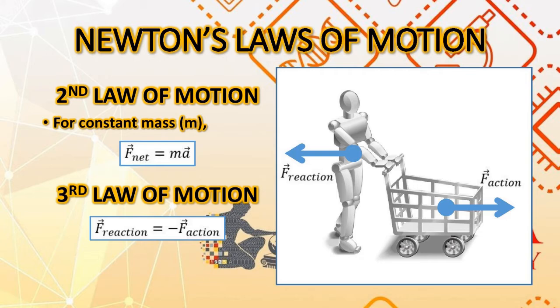And finally, we have the third law of motion. Some books refer to this as the law of action and reaction. For every action, there is an equal but opposite reaction. F reaction is equal to negative F action. If you have one object and that object pushes another object, F action, the second object will react by applying F reaction on the first object.